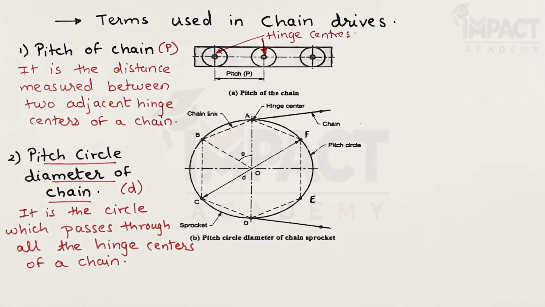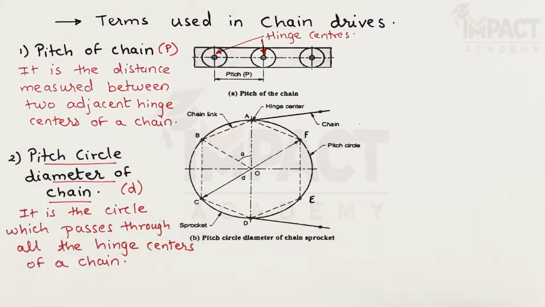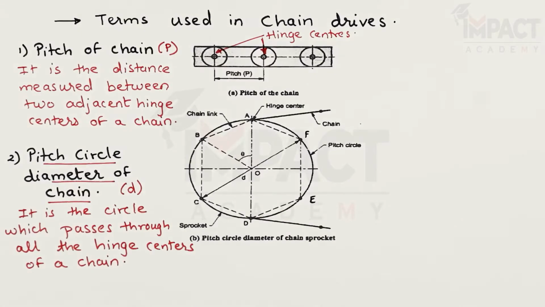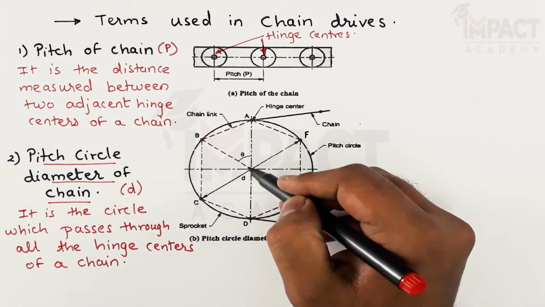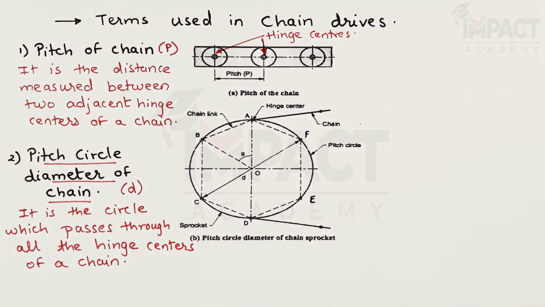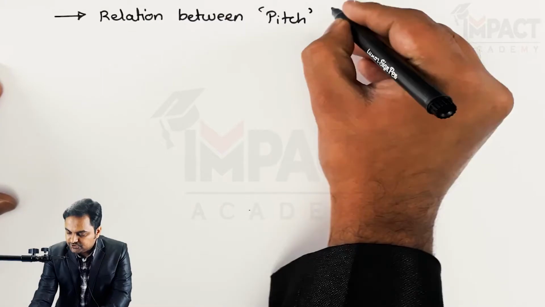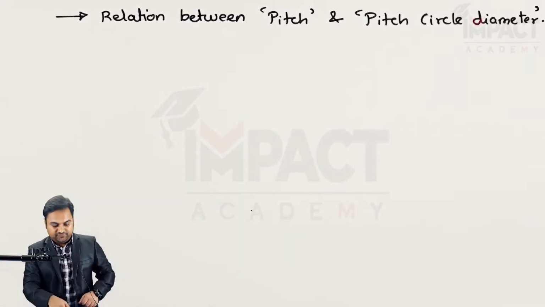So here I would be giving the relation between the pitch circle diameter and the pitch of the chain, considering this figure. So I would be drawing this triangle, which is triangle AOB, separately in order to explain the relation between the pitch of a chain and the pitch circle diameter, and that relation would be helpful to us while solving the derivation or the problems in the further part of this chapter. So let us get started. So the next heading is relation between pitch and pitch circle diameter of a chain.